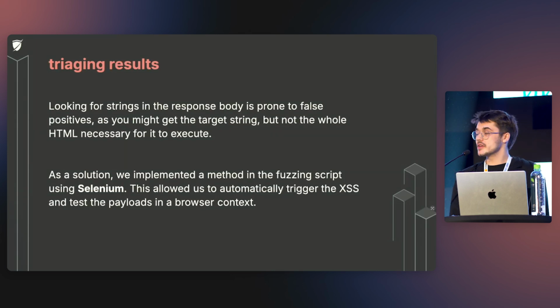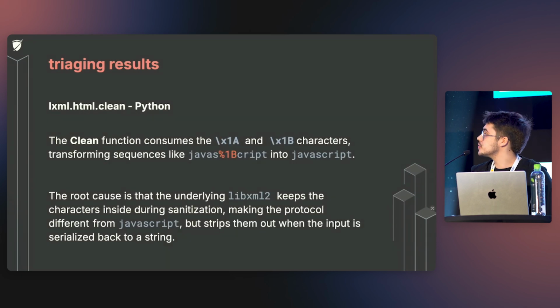However, in the first phase, we got a lot of false positives, and that happened because the whole HTML necessary for it wasn't able to be executed. And as a solution for that, we've implemented a method in the fuzzing script. That method uses Selenium, and it allowed us to automatically trigger the XSS within the browser context. And now let's jump into the specific vulnerable libraries that we found.